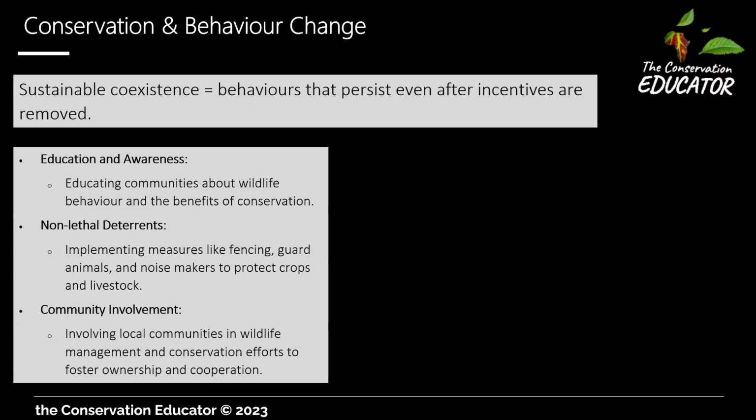That's not sustainable. So whenever you implement or design a program, you have to know, I'm going to create an incentive for people to change their behavior. But when I walk away and that incentive is no longer there, that behavior change remains. That is sustainability. If you're not keeping that behavior change, your project has failed.